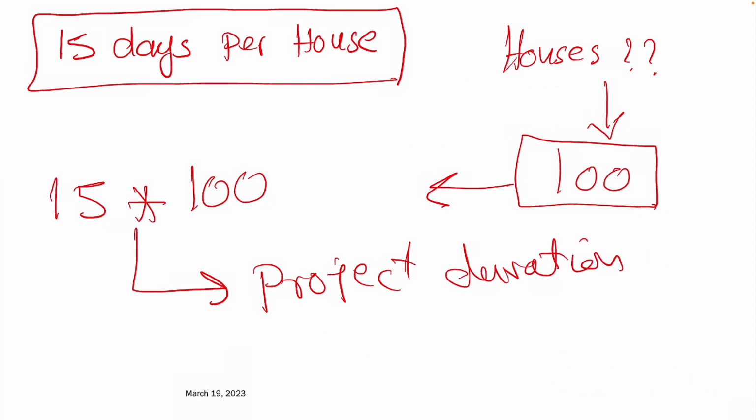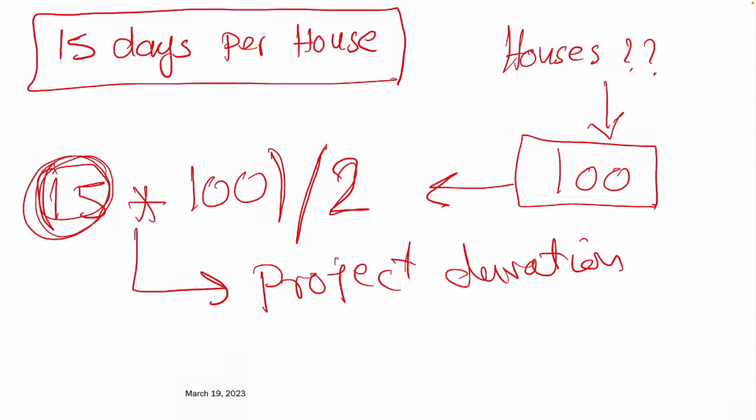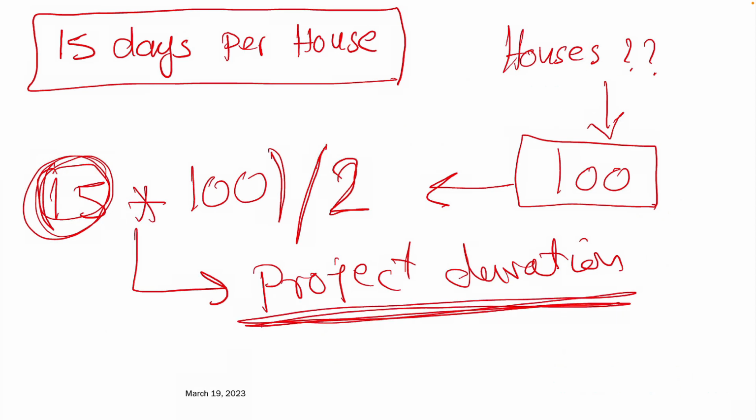So let's say you are doing two houses at a time. Simply you can divide this by two. In that case, you will get the required working days. It depends on whether it is working days or calendar days. But in that case, you have the project duration, which is the more important thing. You now have the project duration of your project.